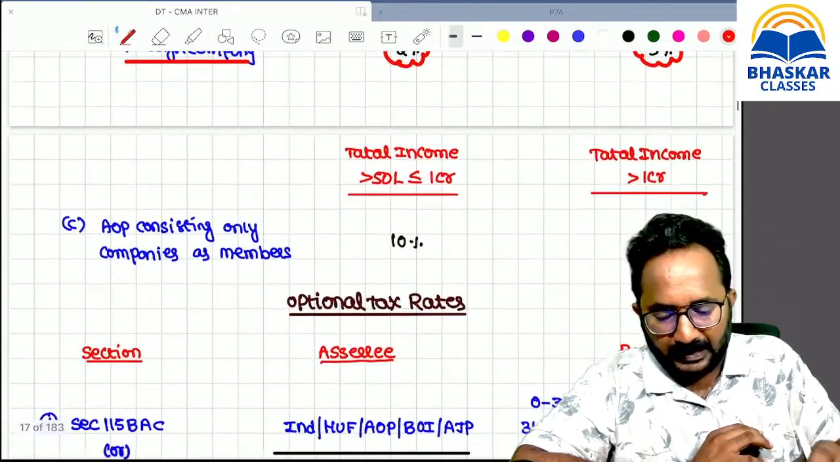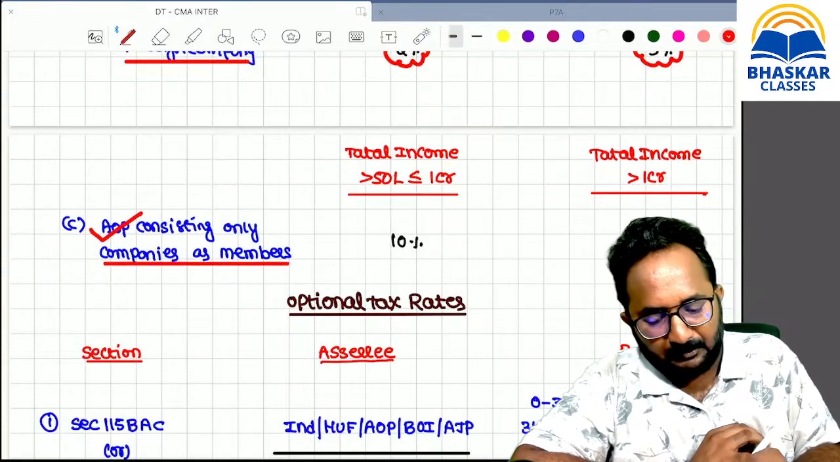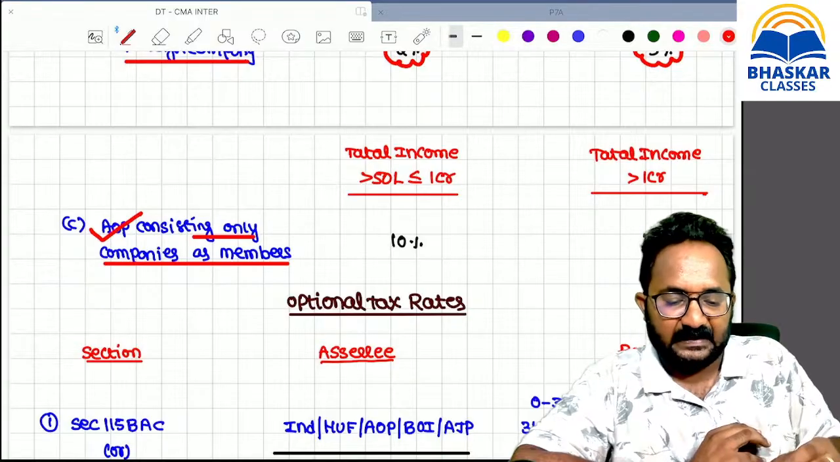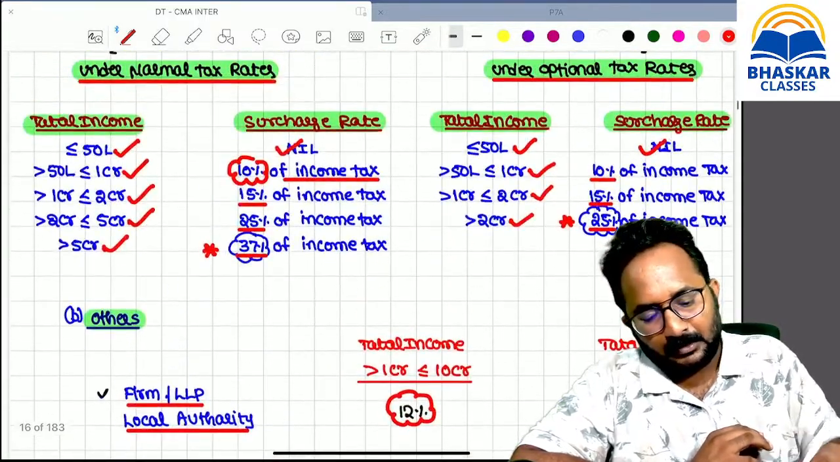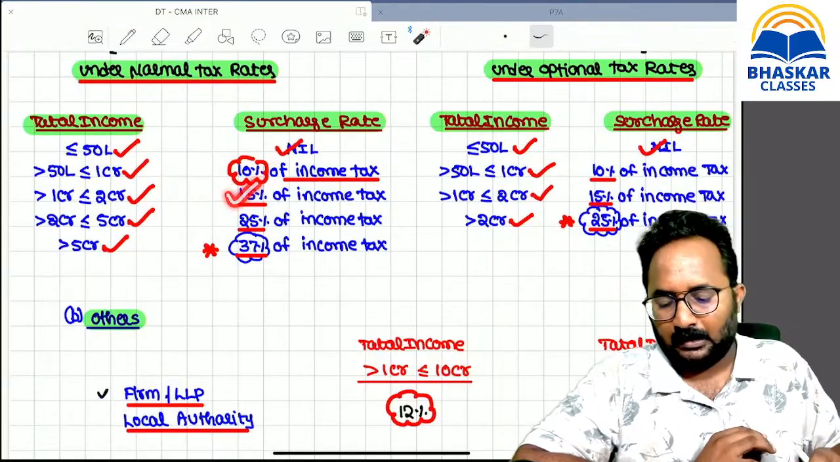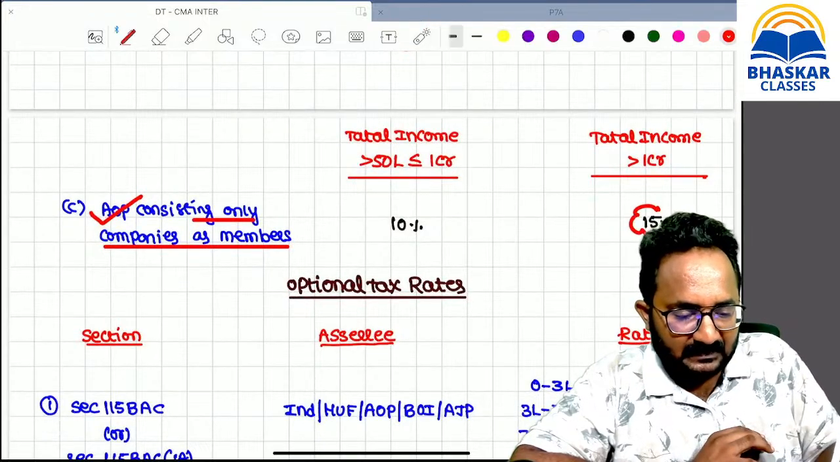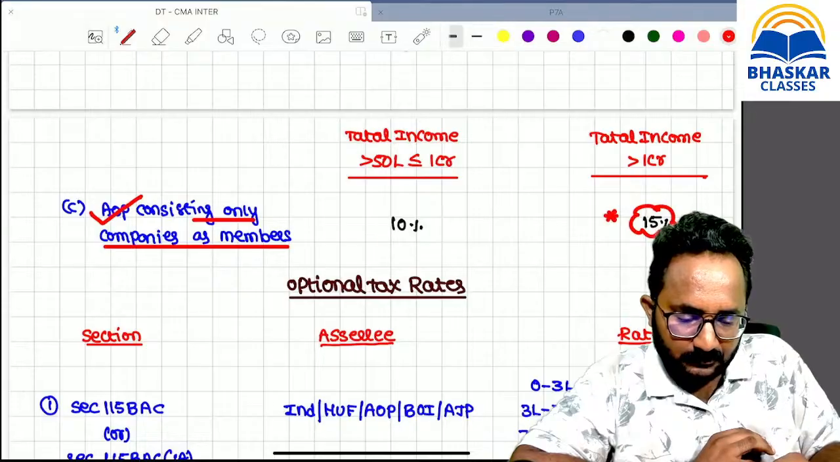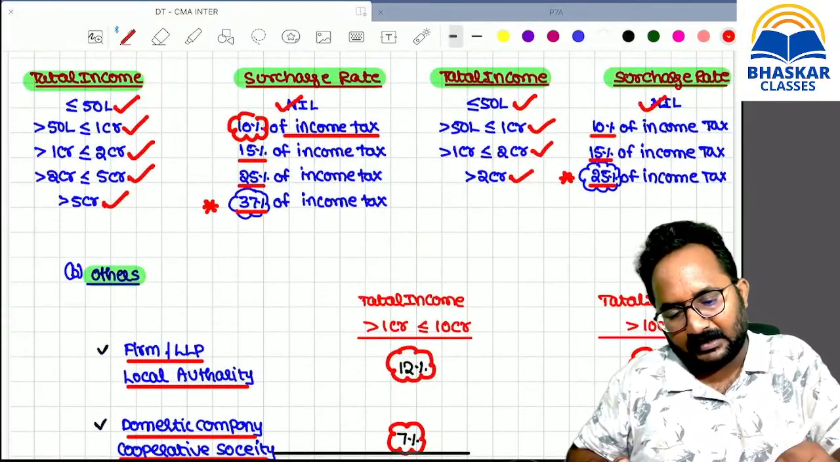I think we excluded the AOP consisting only of companies as members. Then what is the surcharge rate? More than 50 lakh, remember this is only for them: 10%. More than 1 crore, directly 15%. Here, what is the maximum surcharge rate? 15%. Same only. These two only we are given.